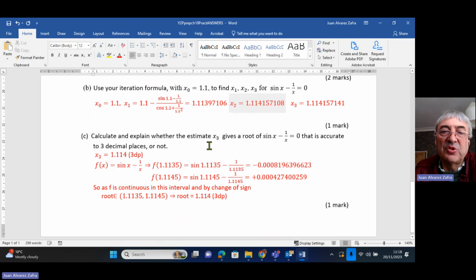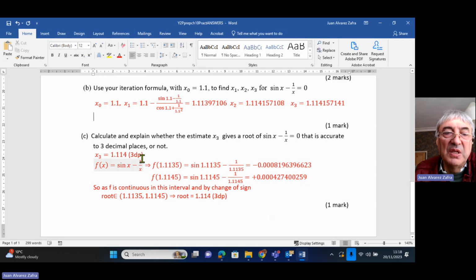Calculate and explain whether the estimate x3 gives us a root of this function equal to 0 that is accurate to 3 decimal places or not. So in this case, we want to check this root here and want to see if this root to 3 decimal places is in fact the root that we want. So how do we do that?